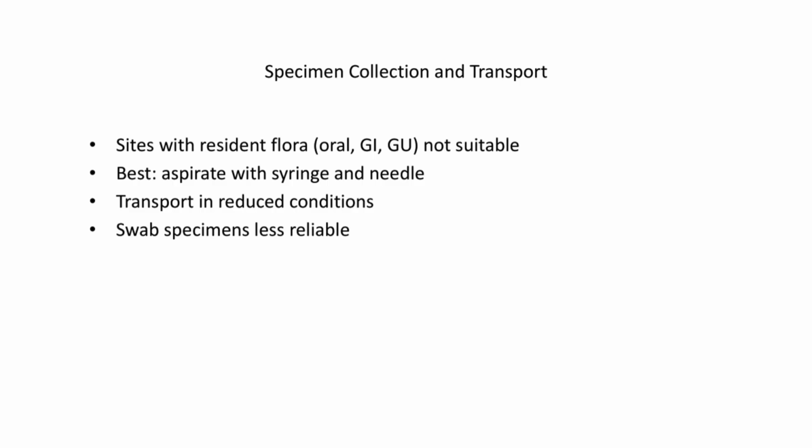Now let's talk about specimen collection and transport. Sites with heavy resident flora, such as the oral cavity, gastrointestinal tract, or genitourinary tract, are not suitable for anaerobic culture. The best method is to aspirate material with a syringe and needle, and then place it into a special transport vial or tube under reduced conditions. Swabs are not preferred because they do not maintain anaerobes well.